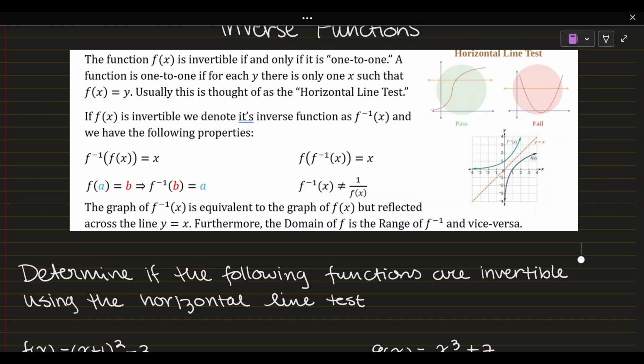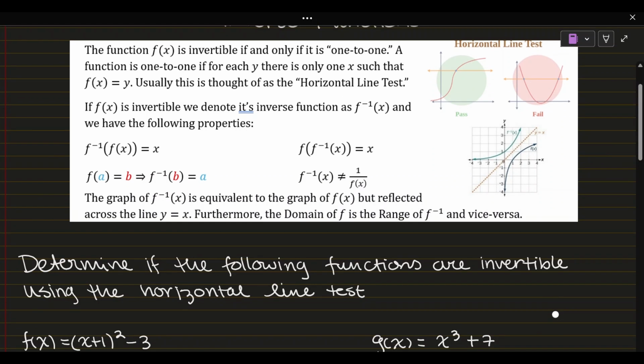So we swap x and y basically, right? If f of x equals y, then f inverse of y equals x. We'll use this later. And f inverse of x does not equal 1 over f of x. You see the -1 in the exponent there, and you might be tempted to look at it as 1 over f of x, but it's just not.